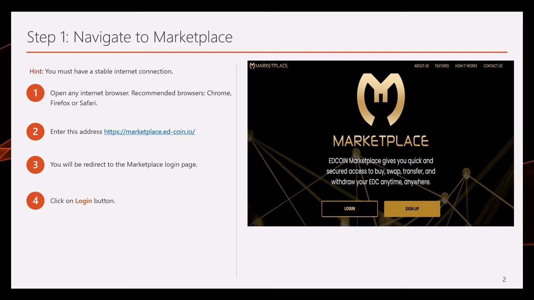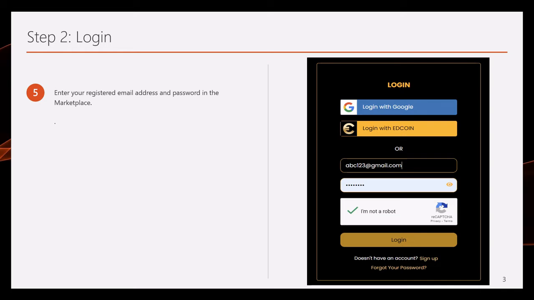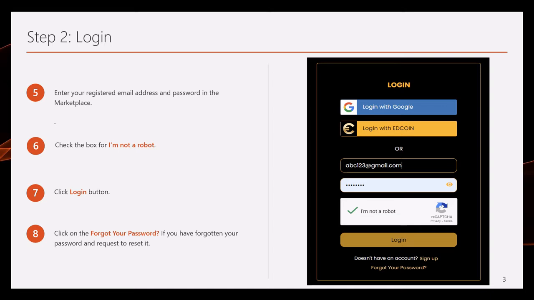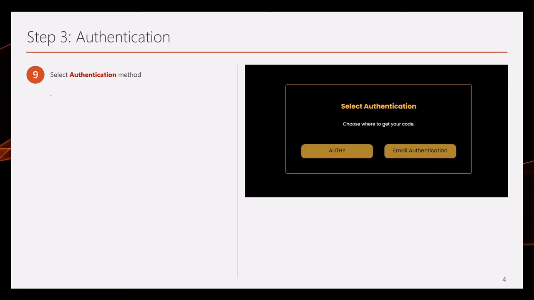Click on Login to login. Enter your registered email address and password in the Marketplace screen. Check the box for I'm not a robot. Click on Login. If you have forgotten your password, you can click on Forgot your password.